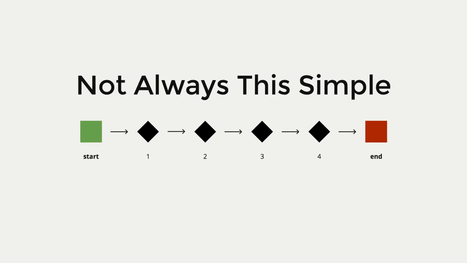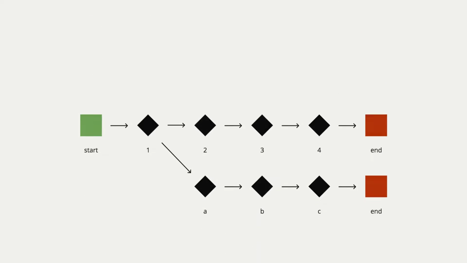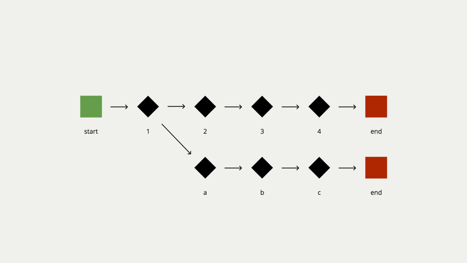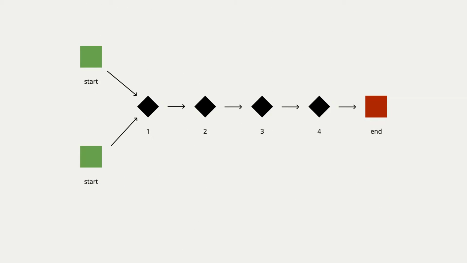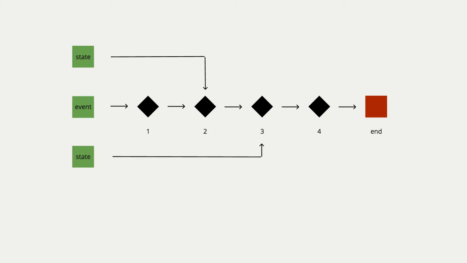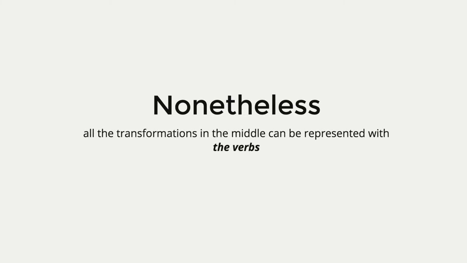So obviously it's not always this simple, right? It's not necessarily always this nice and easy to think about. Sometimes it looks like that, or that. Sometimes one end is something else's beginning. But nonetheless, all those transformations in the middle can be represented with those verbs, right?